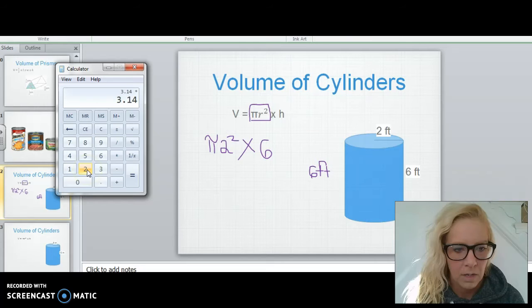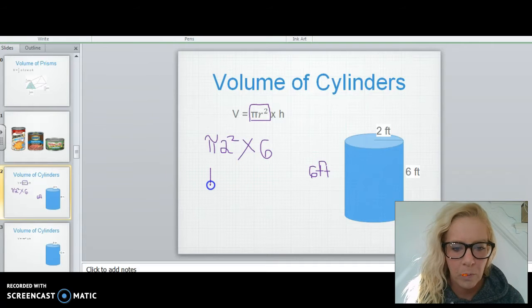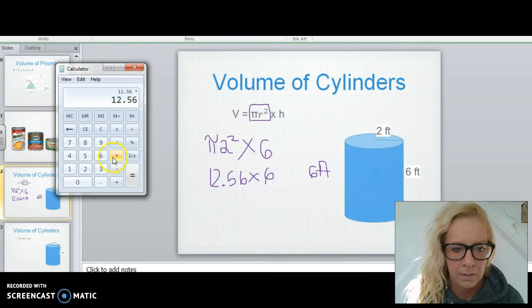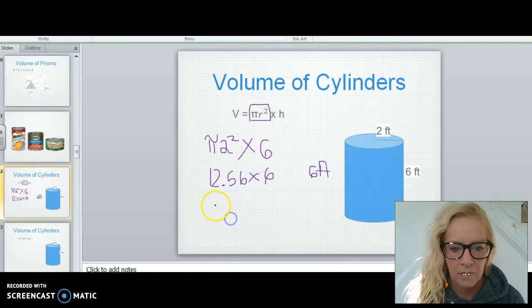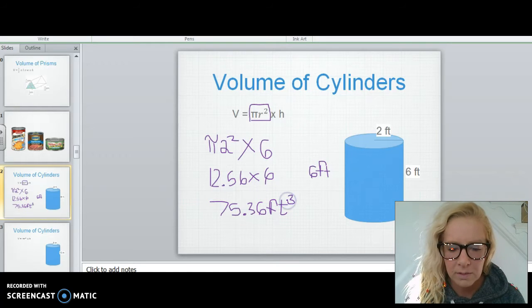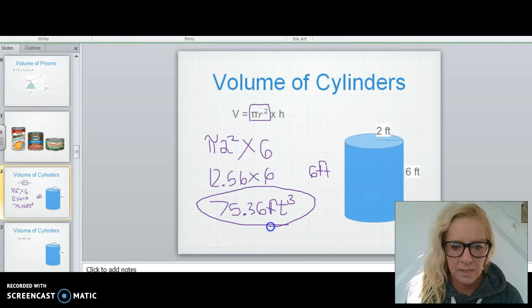3.14 times 2 squared, in this case is 4. I don't have that function on this calculator, which equals 12.56. Then I'm going to take that number and multiply it by my height, which in this case is 6. That gives 75.36 feet cubed. That cube isn't going anywhere as long as we're studying volume. So the volume of this cylinder is 75.36.